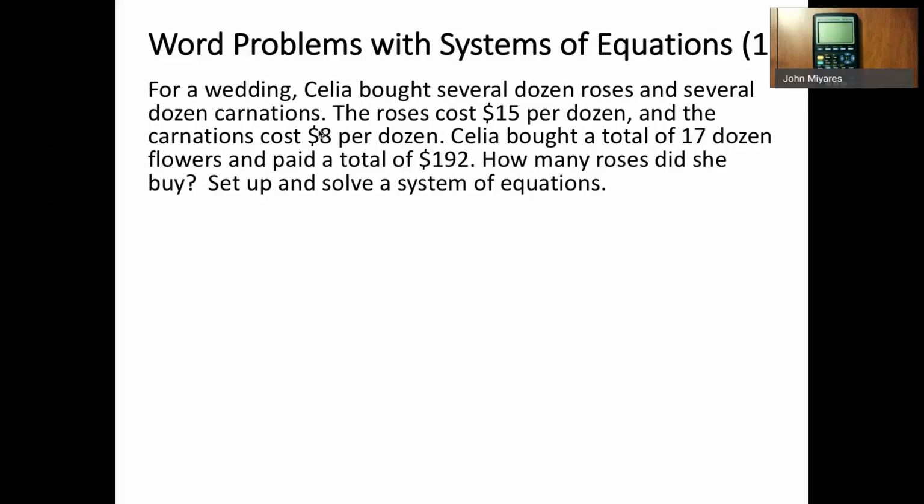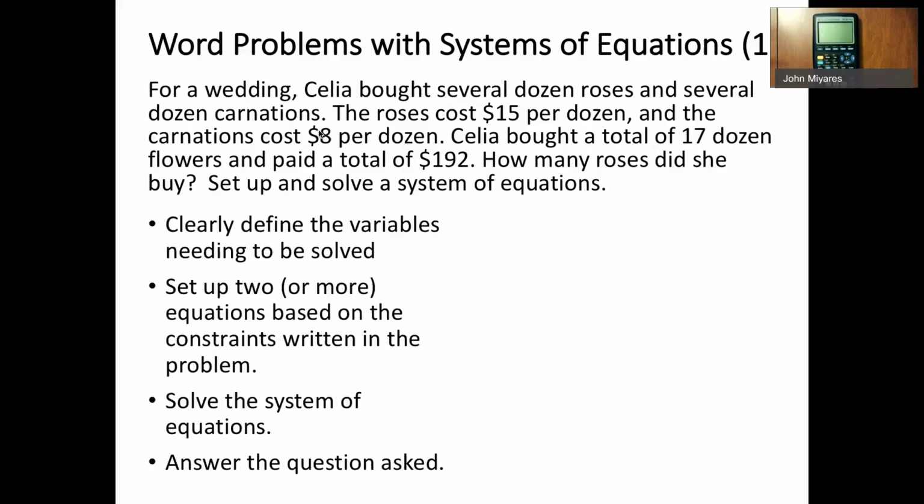The first thing you need to do is to try to define the key variables that you're trying to solve for and label them with some letters, possibly x and y, possibly something else if it makes more sense to use a different letter. For example, for roses and carnations, you might use the letter R and the letter C. Next, we'll set up two equations, or more if warranted, based on the constraints written in the problem. After we have it set up, we'll solve the system using the most efficient method possible, maybe elimination, maybe substitution, maybe graphing.